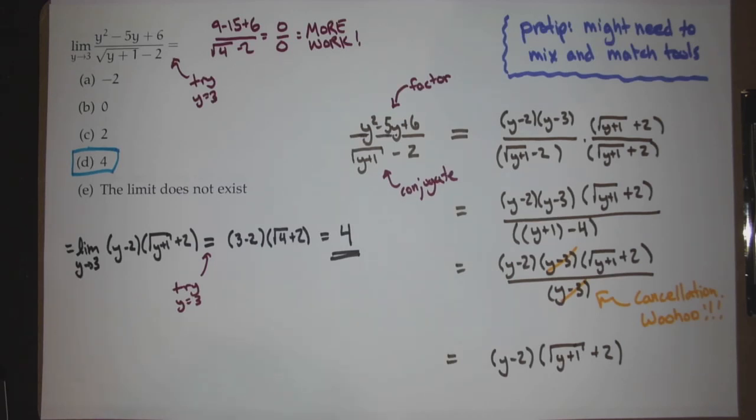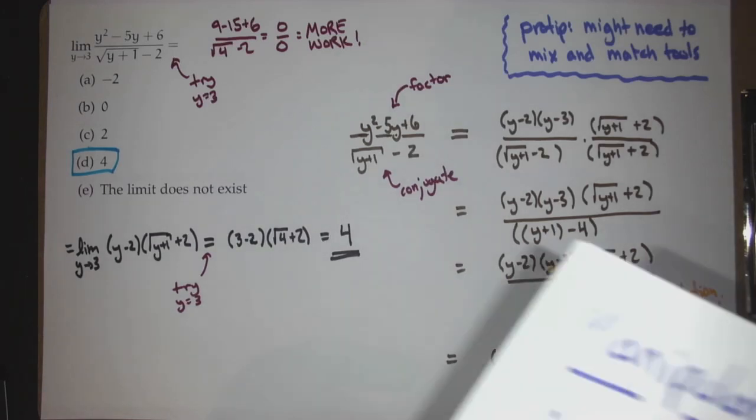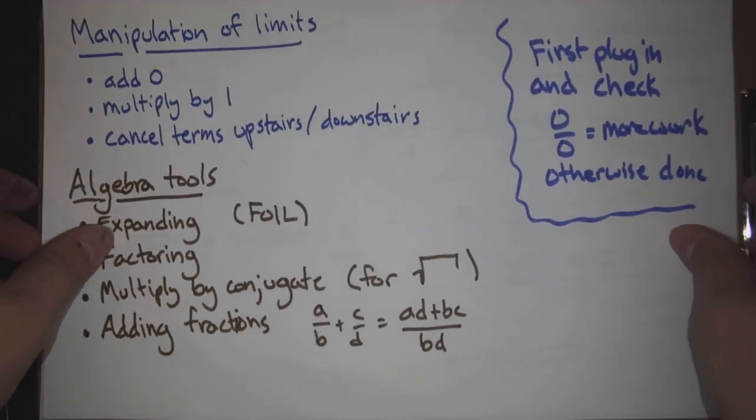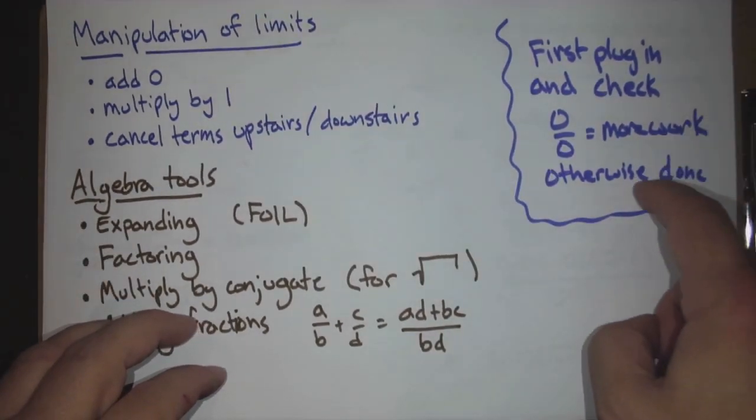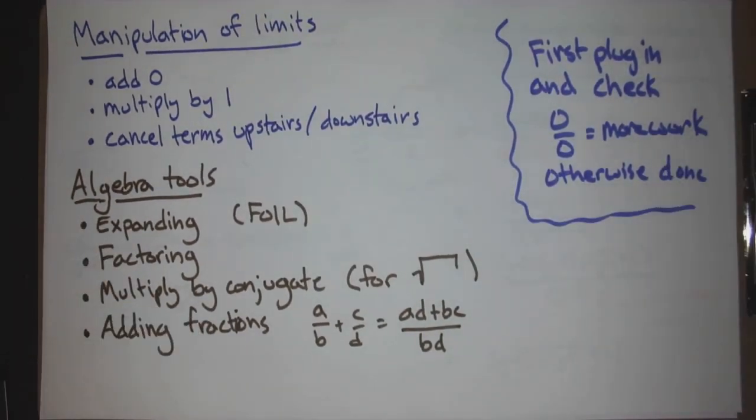On a side note, you might be saying, what algebra tools are we going to be expected to know? So I want to mention that. I already mentioned, always check first. Plug in and ask, am I getting 0 over 0? If I'm not, I'm done. Or I made a mistake and I probably missed a sign or something. But if it's not 0 over 0, you're done, because 0 over 0 is the more work.